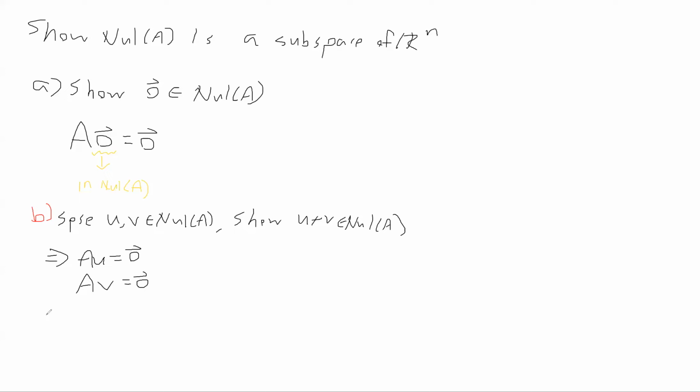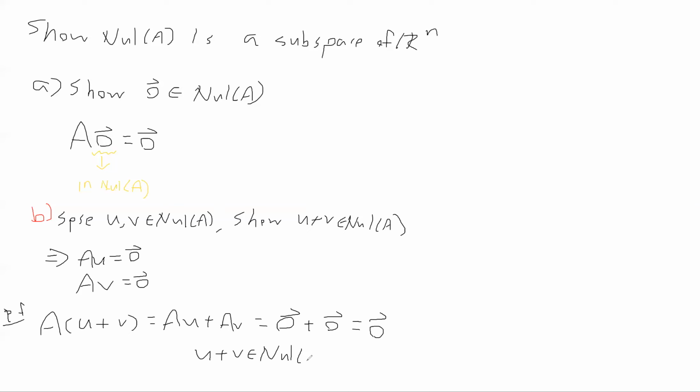And this is very easy as well, right? So prove A times (U plus V). By matrix multiplication, we can rewrite this as AU plus AV. And we know what AU and AV are. Up here, they are just two zero vectors, and adding zero vectors together gives you a zero. Therefore, we can say that U plus V is also in the null space of A.